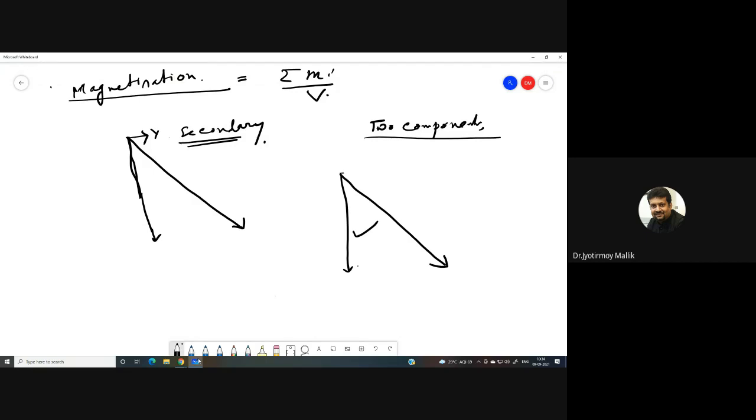Any rock, if I just collect it from the field and study its magnetization, that is what we call NRM, or natural remanent magnetization. Natural remanent magnetization has two components: primary remanent magnetization and secondary remanent magnetization. The primary one is thought to be the one acquired during the formation of the rock, and the secondary is the one that is acquired later. Is that clear, guys?